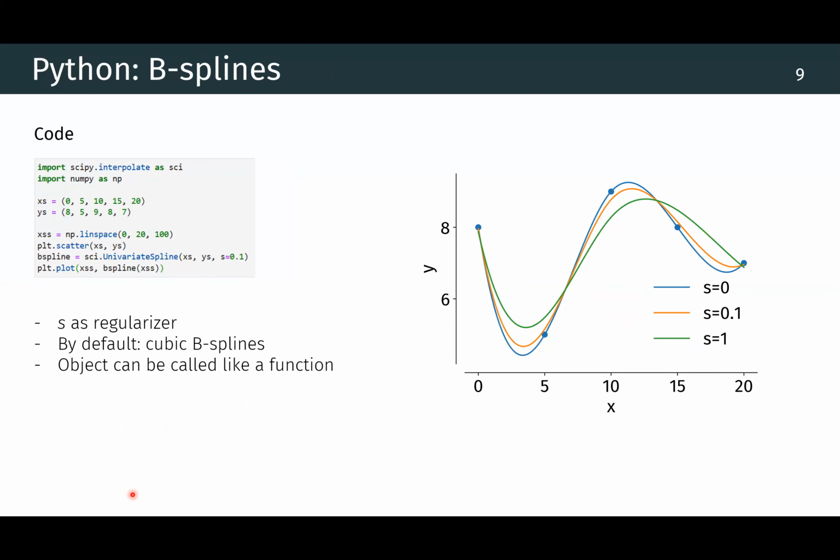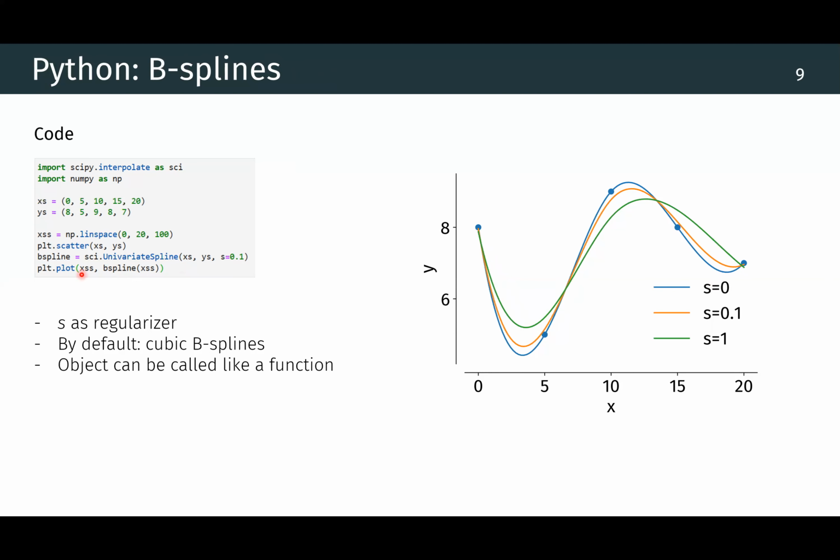There were C-splines. Let's have a look at the B-splines. The picture on the right you already know. It's the same picture we had at the beginning, explaining this smoothing or regularizing factor S. And the nice thing is the code looks nearly exactly the same.